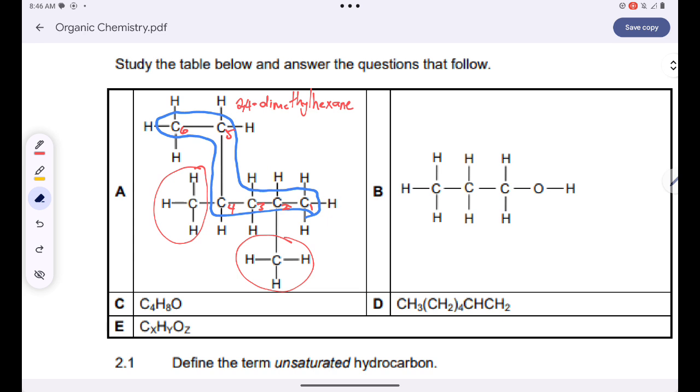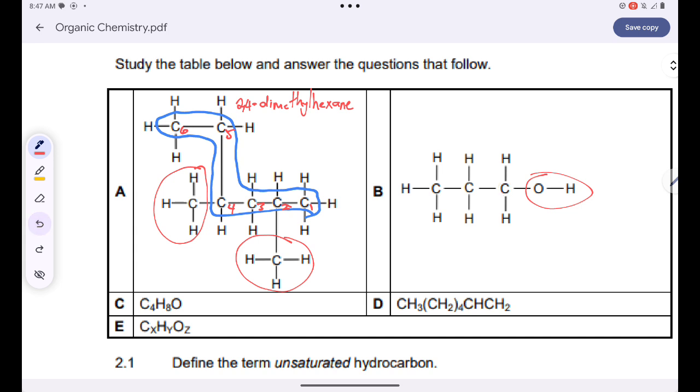Okay, now let's go to compound B. Compound B has a hydroxide ion. Are you together? Or hydroxyl group. That means I'm dealing with an alcohol. Are you together? And this type of alcohol is a primary alcohol. Why is it a primary alcohol? Because the carbon which is bonded to the hydroxide ion is at the terminal end.